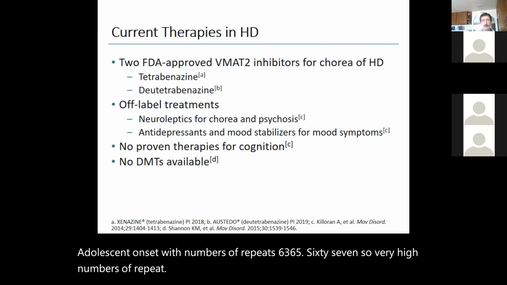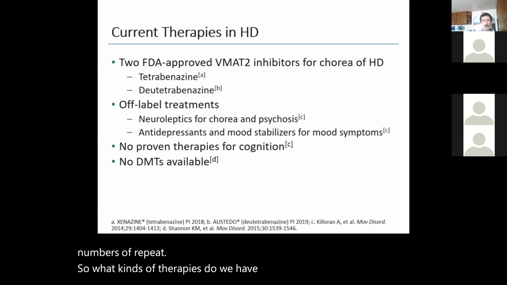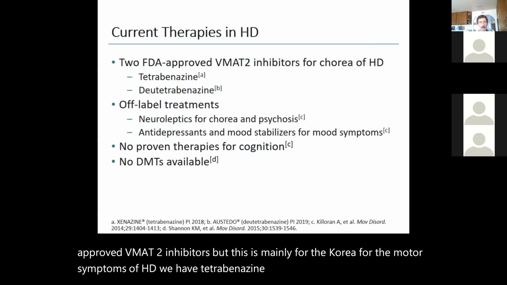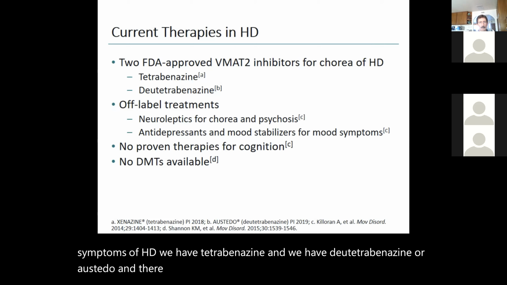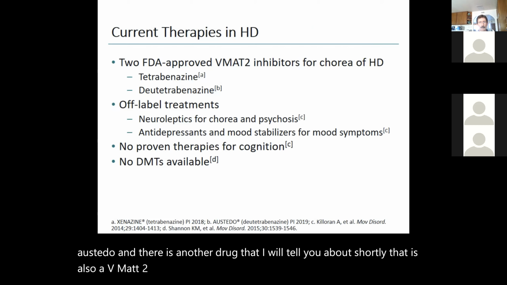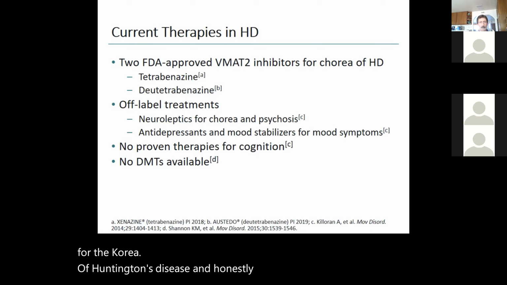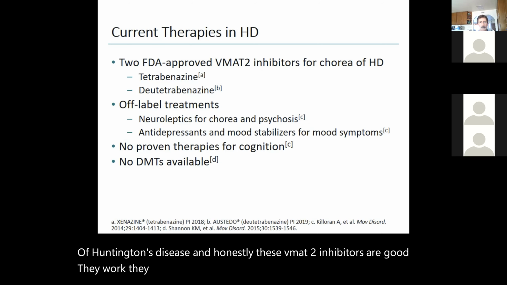So what kinds of therapies do we have available? There are 2 FDA-approved VMAT2 inhibitors, but this is mainly for the chorea, for the motor symptoms of HD. We have tetrabenazine and we have deutetrabenazine, or Austedo. And there is another drug that I will tell you about shortly that is also a VMAT2 inhibitor that's being evaluated currently in clinical trials for the chorea of Huntington's disease. And honestly, these VMAT2 inhibitors are good. They work. They can help a lot with decreasing the chorea.